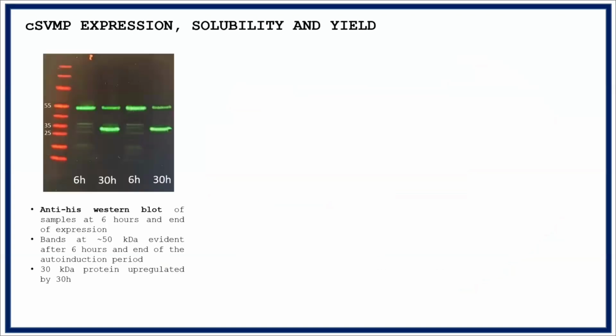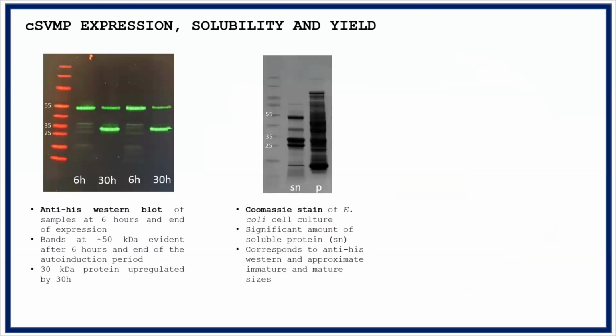And so first, I'll just talk about our expression and our purification. As you can see on this anti-His Western blot, there's a clear upregulation of a protein band between 25 and 35 kilodaltons by the end of our 30-hour expression. And when we looked at the solubility, you can see in the supernatant on this Coomassie stain that there was a significant amount of soluble protein that corresponded to the His positive bands.